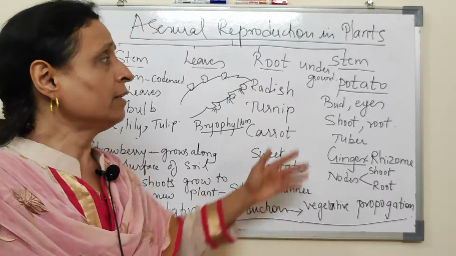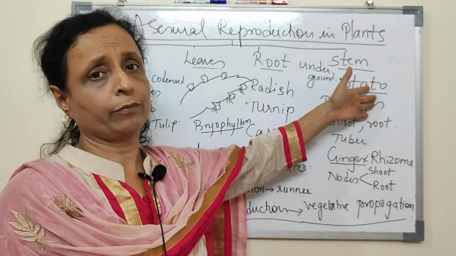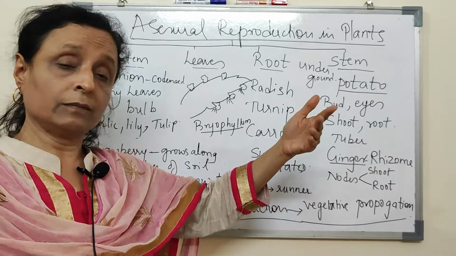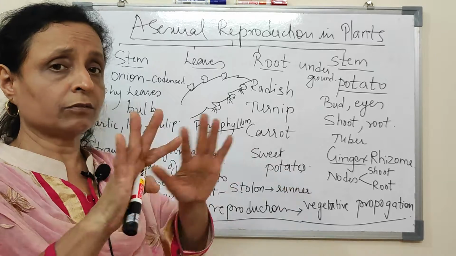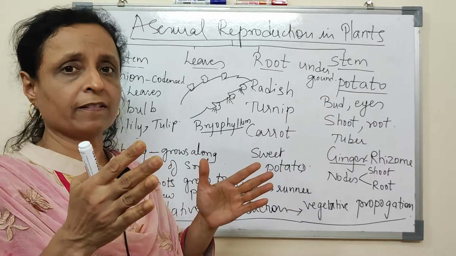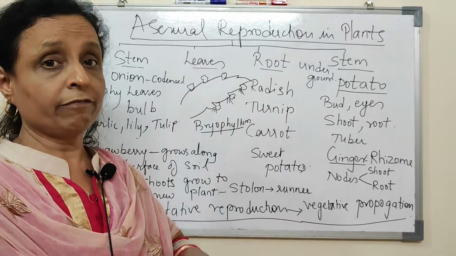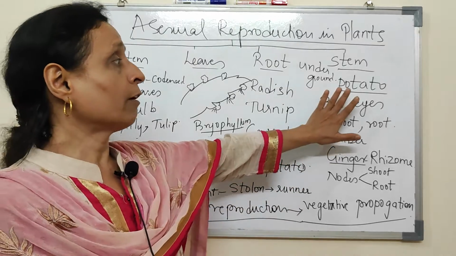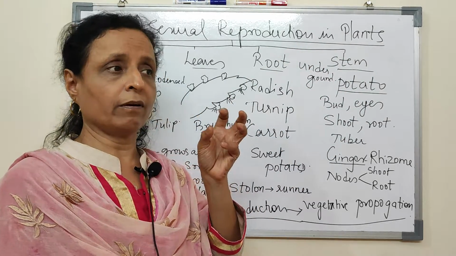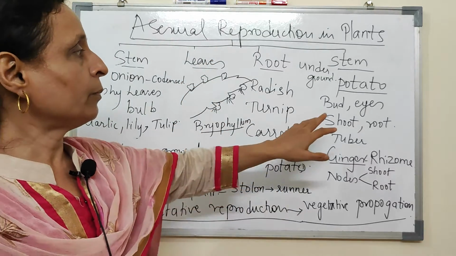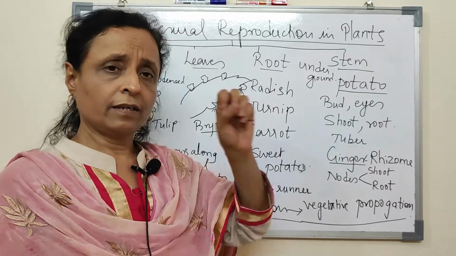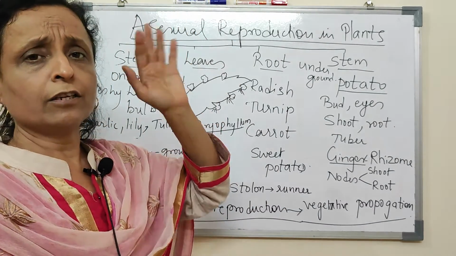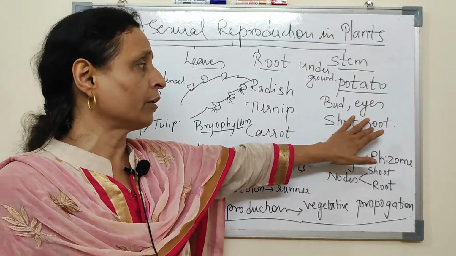But now, in stem, you have potato. You might think it can be a modified root, but it is not a modified root. So you have to remember that it's a stem which is modified to go underground and reproduce. If you have a potato at home, sprinkle water, it already has buds, eyes. If it gets moisture and warmth, it will turn white, then greenish, and the shoot will start growing. Shoot and root will start growing.